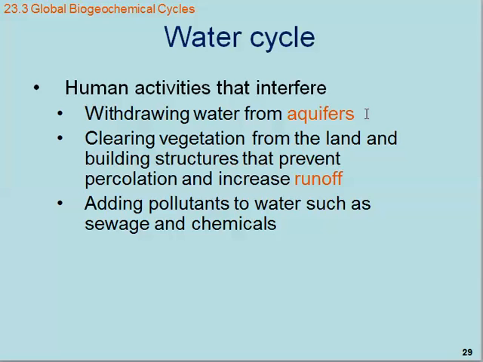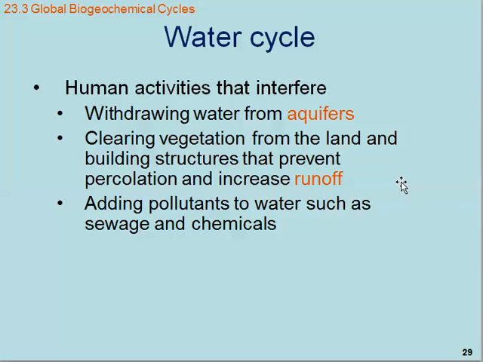Aquifer simply means a large underground storage area of water. It's not like an underground tank of water. The water is actually between soil particles and in fractured bedrock.